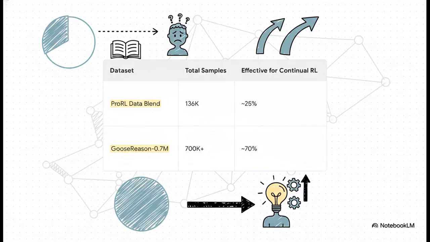And the utility of this data is, well, it's striking. Let's look at an already saturated model. For that model, only about 25% of the existing ProRL data was still effective, meaning the model still struggled with it. But in contrast, a whopping 70% of the new Goose Reason data was still challenging. That provides a really strong signal for continual reinforcement learning, showing a massive jump in data utility.